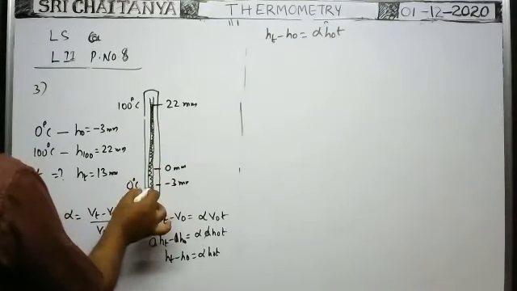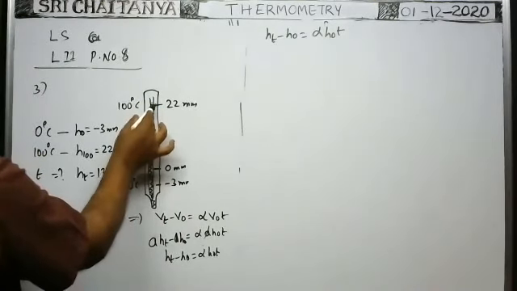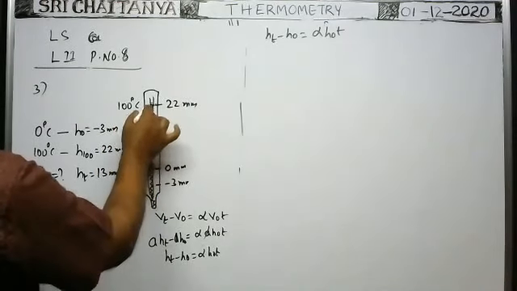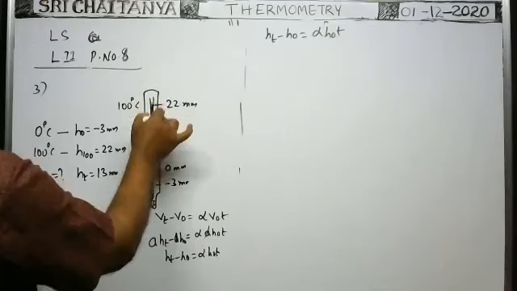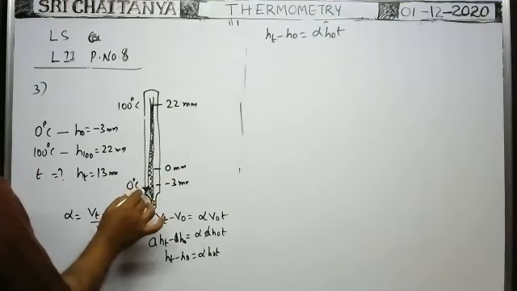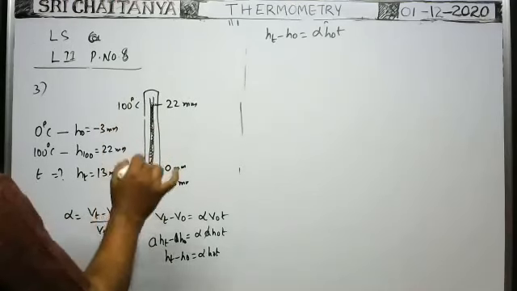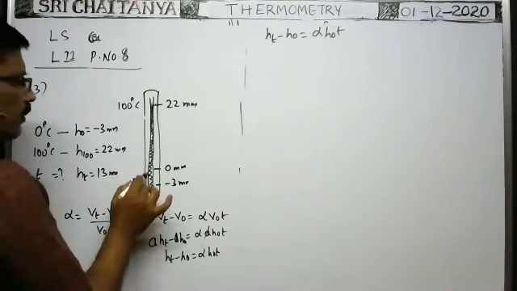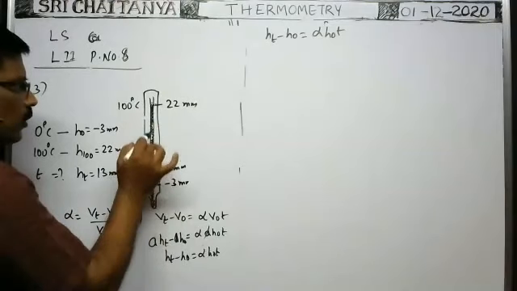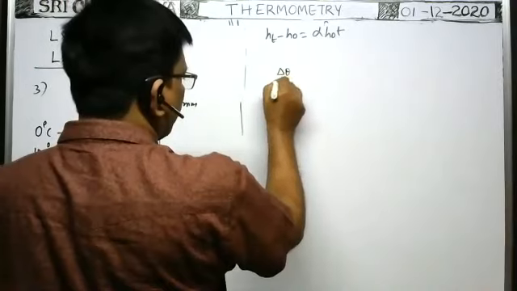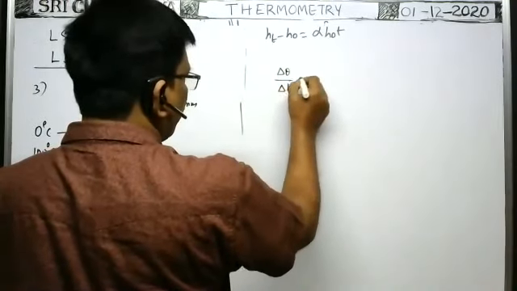The temperature difference is what? It is 100 degrees centigrade here, and 0 degrees centigrade there. Because of this temperature difference, what is the rise in mercury level? When the temperature of the mercury increases from 0 to 100 degrees centigrade, what is the rise in length of the mercury column? Tell me. Say the rise in the mercury column is delta H. That is equal to what?